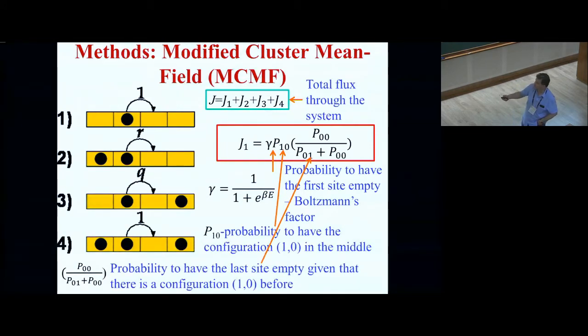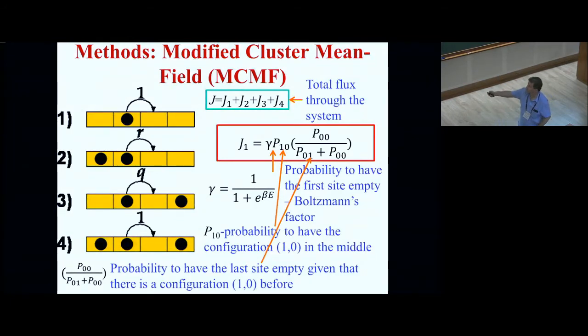So in this case, I want to describe this current, and the way to describe it is the following. The first term is gamma. The gamma is essentially a Boltzmann factor that the first site is empty. It's a Boltzmann factor because another possibility is that you might have a particle here with energy E. So that's a simple Boltzmann factor. The second term is the probability that this middle segment is 1, 0, so the one that you can move. So you can move here.